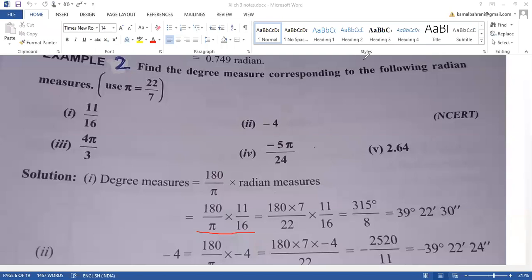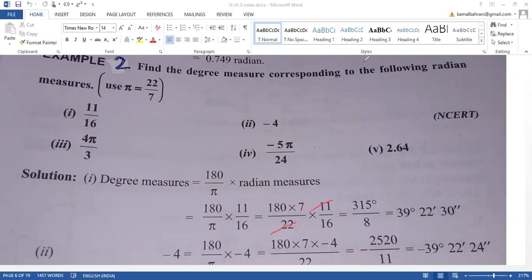Now cut it. After solving it, here we will use the value of pi as 22 by 7. Whenever you have to convert the radian into degree, you will use pi as 22 by 7. It is written also, use pi as 22 by 7. Now when you use pi as 22 by 7, 180 as it is, 11 by 16. Now you divide the whole equation.